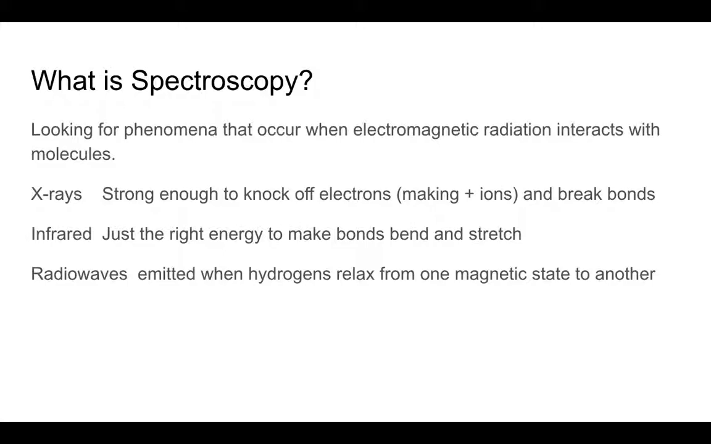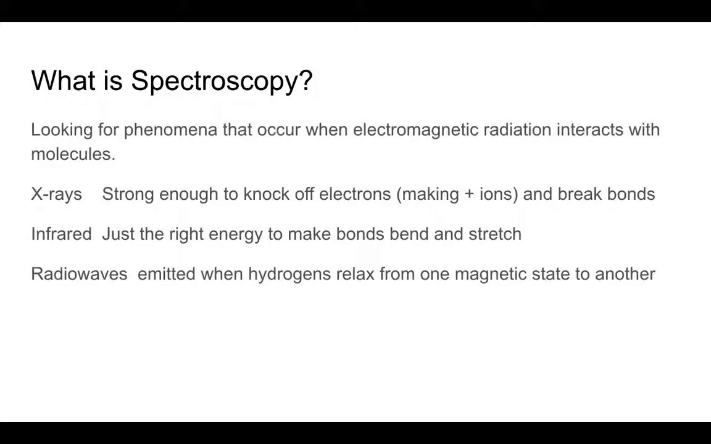Now, infrared radiation, which is a lower energy radiation, is definitely not strong enough to take electrons off or break bonds, but it is just the right energy to make bonds, which we can kind of imagine are like little springs with the attraction between the electrons and the nuclei in the middle. It makes the bonds bend and stretch back and forth. So infrared radiation makes the molecules kind of wiggle. And we can see that wiggling.